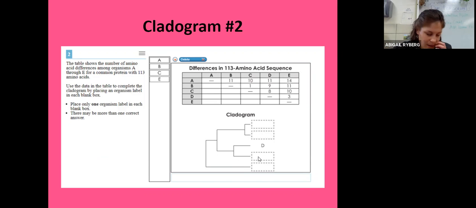Then we want to figure out which organism is most closely related to D. And if I look at the table, I see the next smallest number is number 3 here. So number 3 means that of 113 amino acids, only 3 of them were different when it came to organism D and E. So now I know that those 2 are most closely related. So this one here, this blank, has to be E. And then through process of elimination, the largest number of differences would be A. And then we covered them all, right? So A, B, C, D, and E.